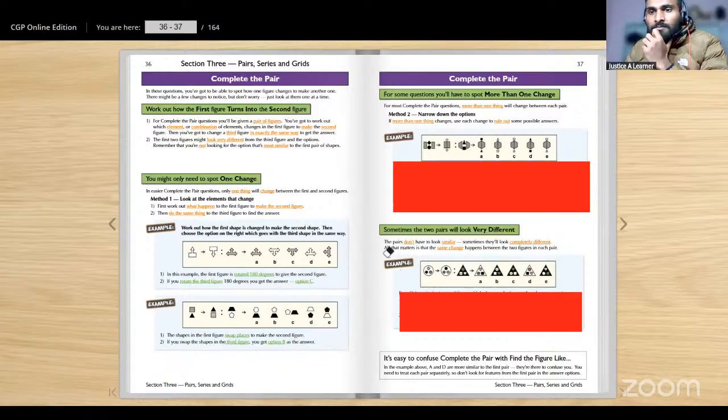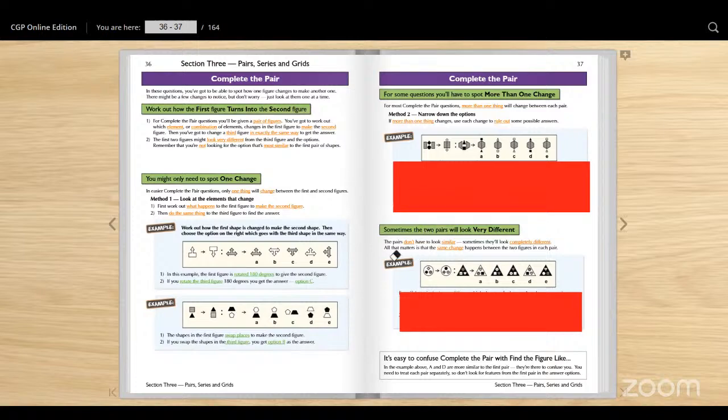Correct answer. The shapes in the first figure swap places to make the second figure. If you swap the shapes in the third figure, you get option B as the answer. For some questions, you'll have to spot more than one change. For most complete the pair questions, more than one thing will change between each pair.